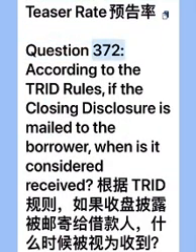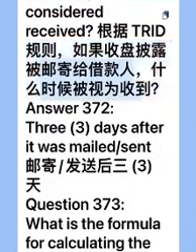Question 372. According to the TRID rules, if the closing disclosure is mailed to the borrower, when is it considered received? Answer: 3 days after it was mailed.